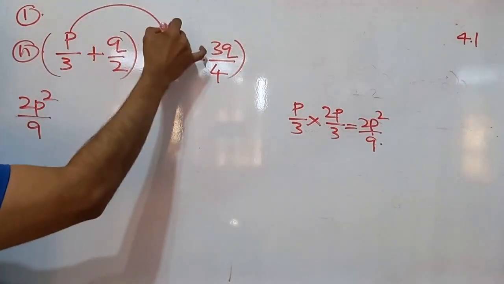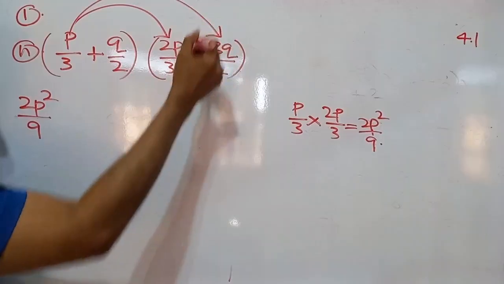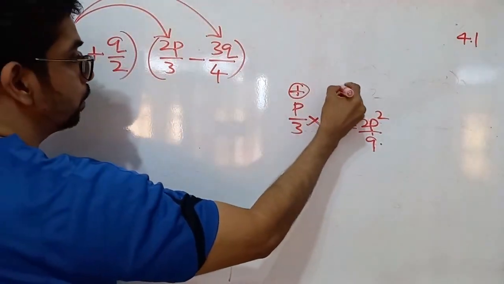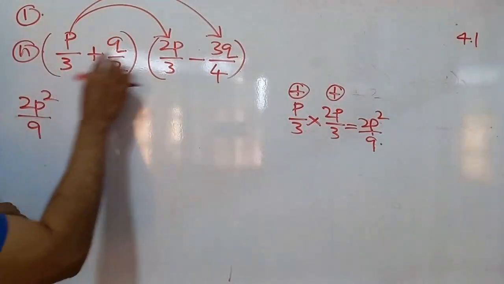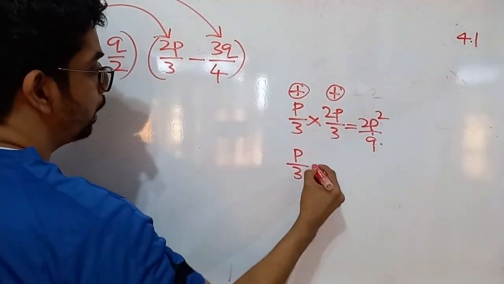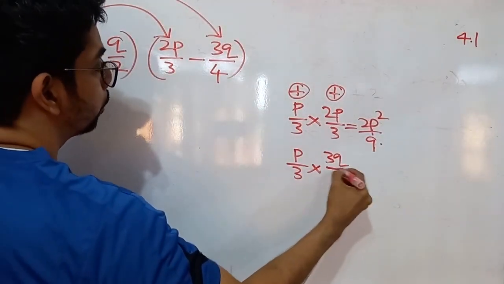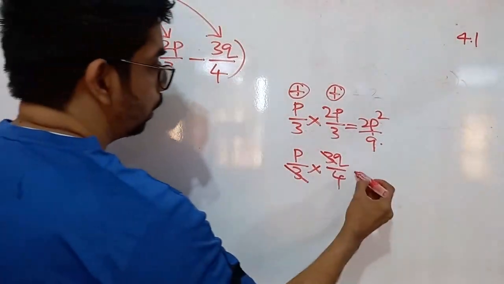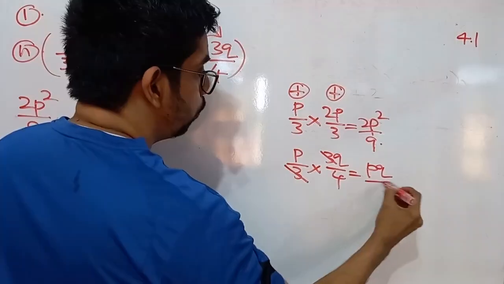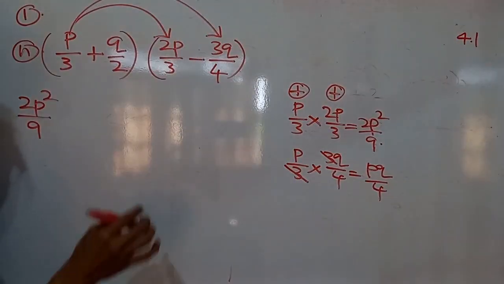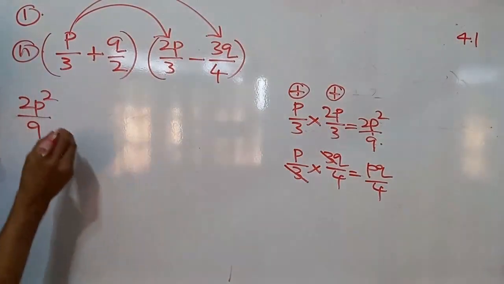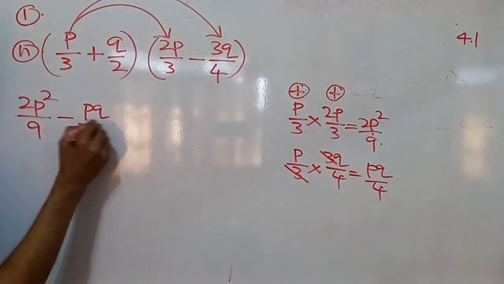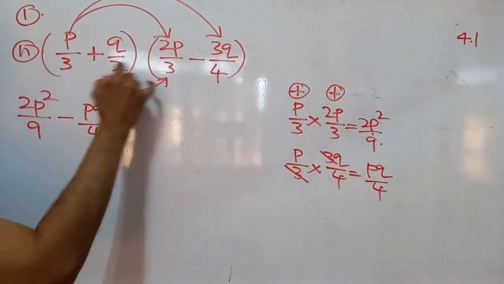ඒ මෙයාගේ. ඊළඟට මෙයාගෙනුත් වෙන්න ඕනනේ. So the symbol is what? Positive into positive, that is positive. ඊළඟට මෙයාගේ. p by 3 into 3q by 4. So we can cancel out the 3. එතකොට මෙතනින් මොකක්ද එන්නේ? pq by 4. And we have to consider the symbol. So this is positive, this is negative. So this is also negative. Negative pq by 4.